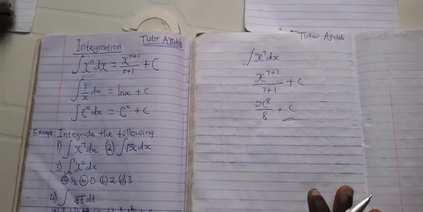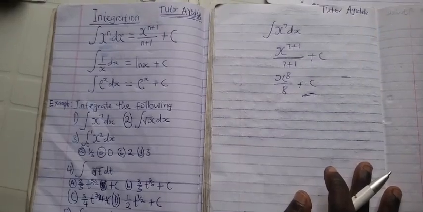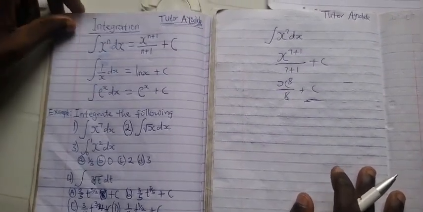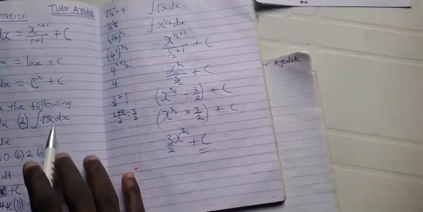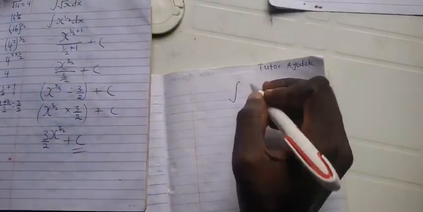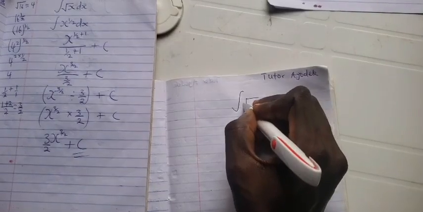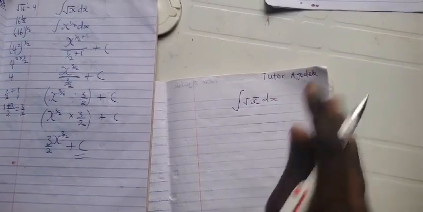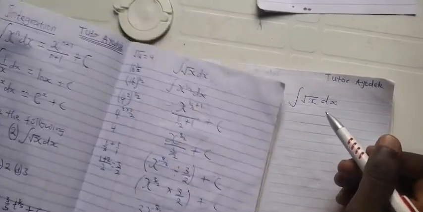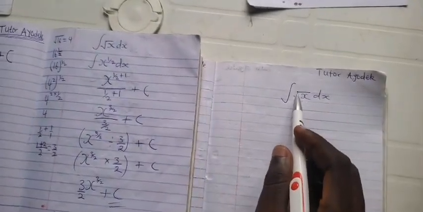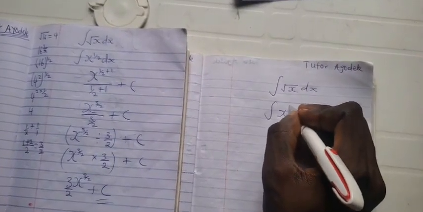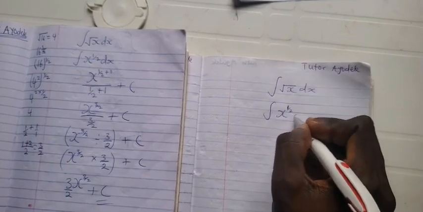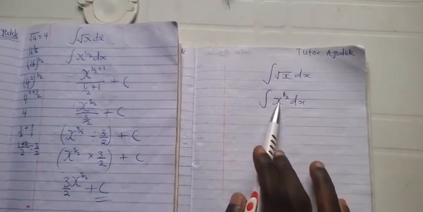So let's look at question number 2. In question number 2, we are asked to integrate this. So we have the integral of root x dx. Whenever you are integrating this, one thing I want you to take note of is that you can also rewrite it as x raised to the power of 1 over 2 dx.